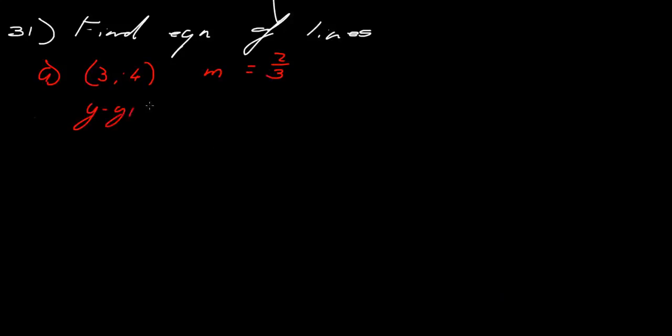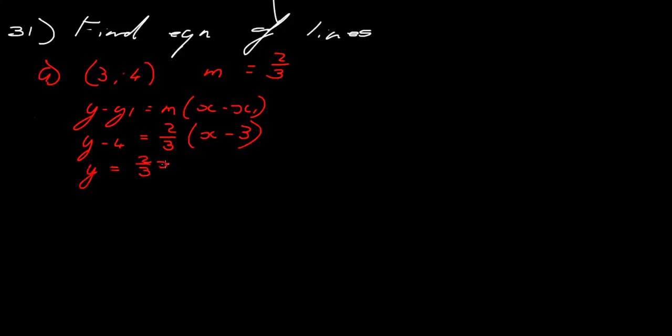y minus y1 equals m into x minus x1. And we know this is x1, this is y1, so y minus 4 equals m, which is 2 over 3, into x minus x1, which is 3. Okay, and then I'm going to simplify this very quickly. So y equals 2 over 3x, just multiplying out, minus 2, and I'm going to take that 4 across, plus 4. Equals 2 over 3x plus 2. There you go, you've got the equation of line A.